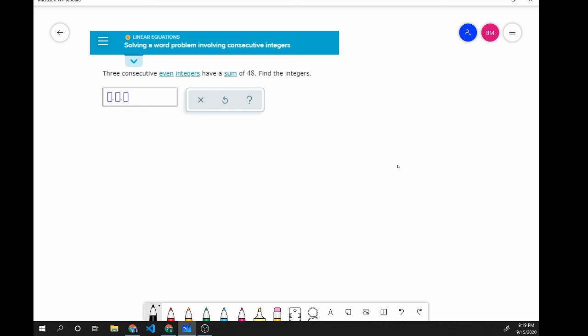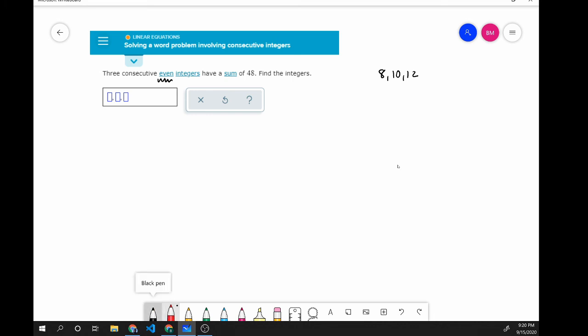This is the second problem of 2 in the solving a word problem involving consecutive integers. But this time, the main difference is that we have this word even. Doesn't seem to change much, but it actually changes a whole lot. So let's take a look at 3 consecutive even numbers. I'll start with 8 and go to 10 and 12. So even numbers are all those numbers ending in 0, 2, 4, 6, or 8. And they are all divisible by 2.